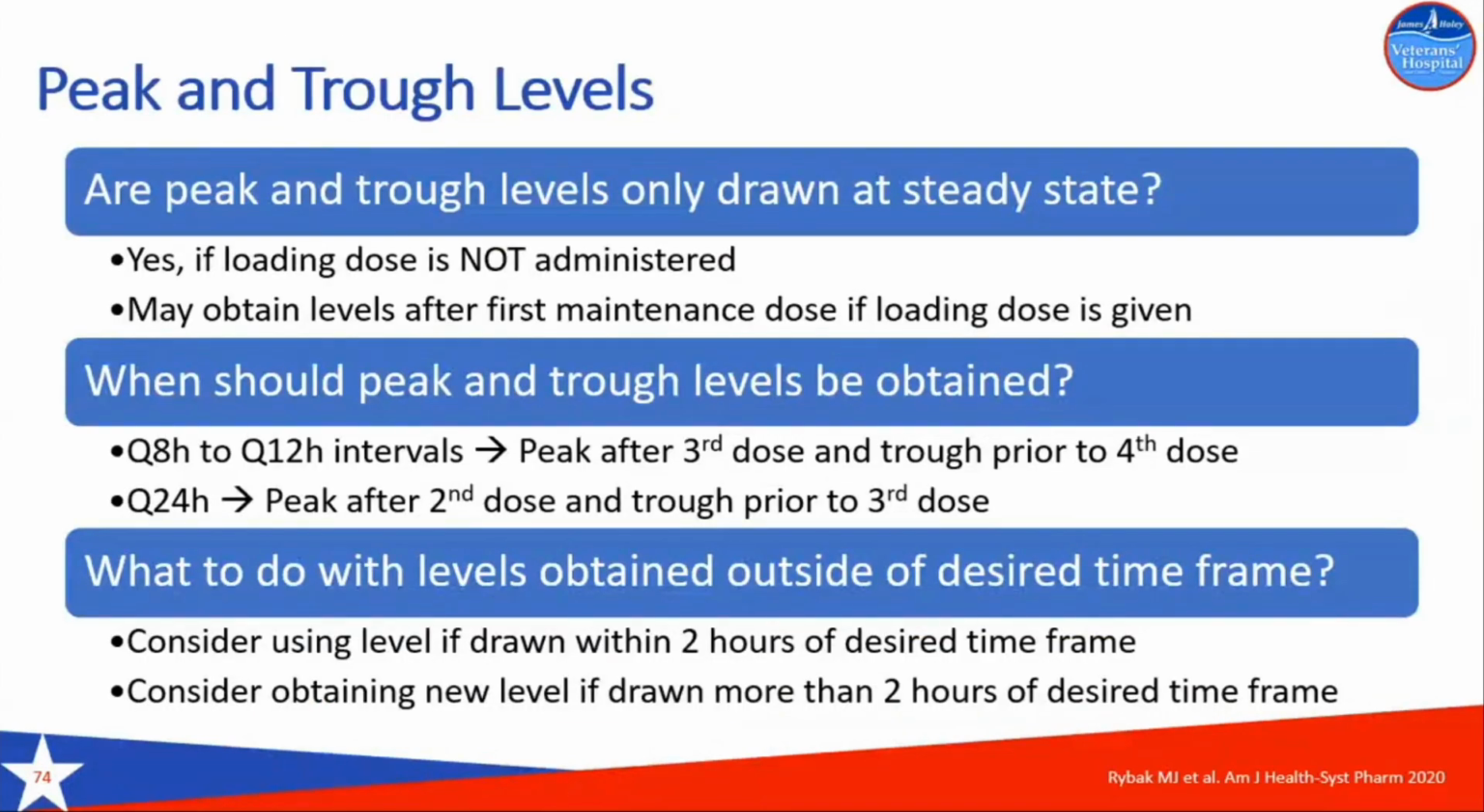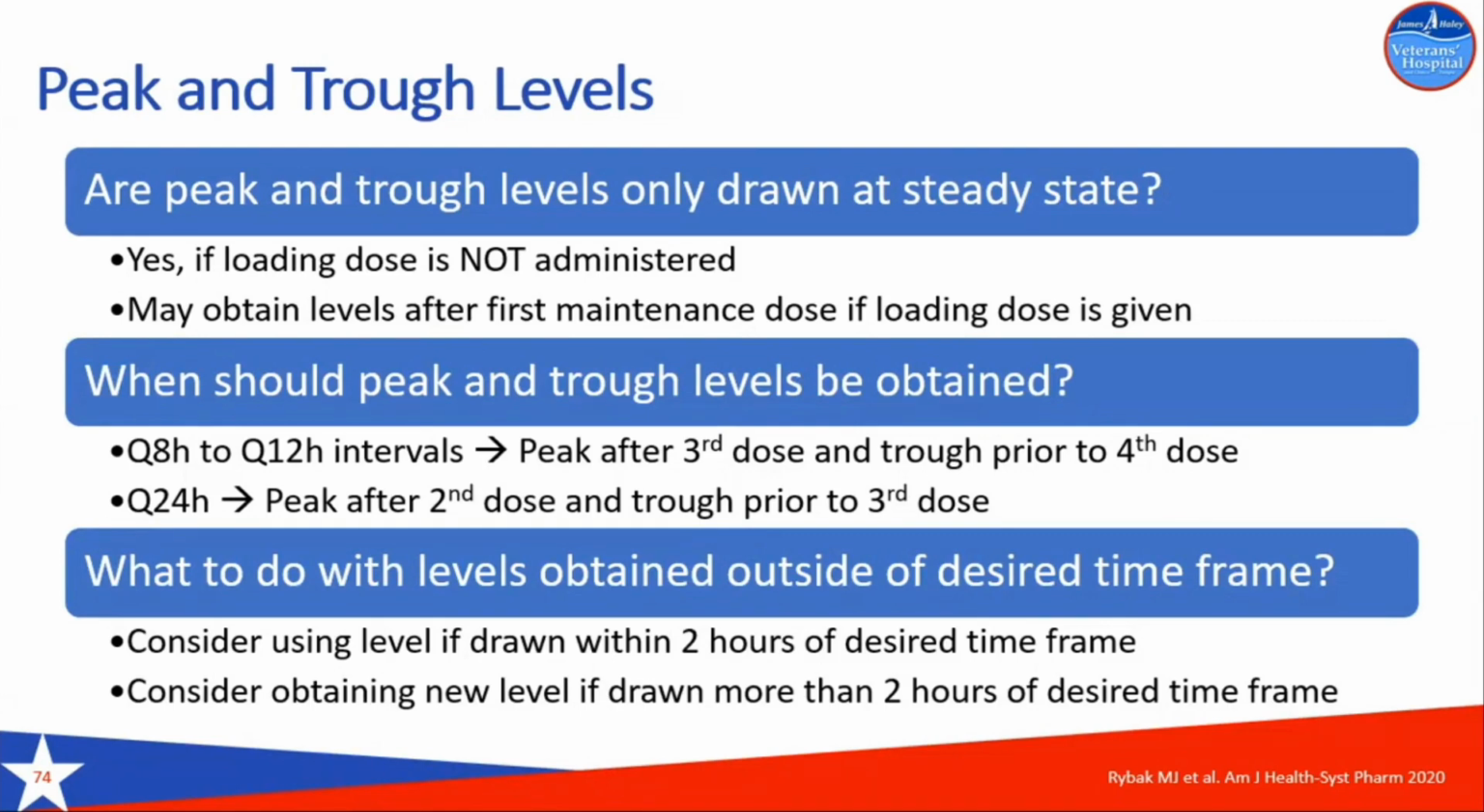So when we talk about peak and trough levels, these are the two levels that we'll need to calculate the AUC. We typically want to wait until steady state to get those because of the variability that I showed you in area under the curve. But if you do give a loading dose, you can get it a little bit sooner after that first maintenance dose. Depending on the dosing interval, this is going to decide when you get your peak and trough level. So if you're on a Q8 or Q12 hour interval, usually it'll be after the third, fourth dose. If it's a daily regimen, the second or third.